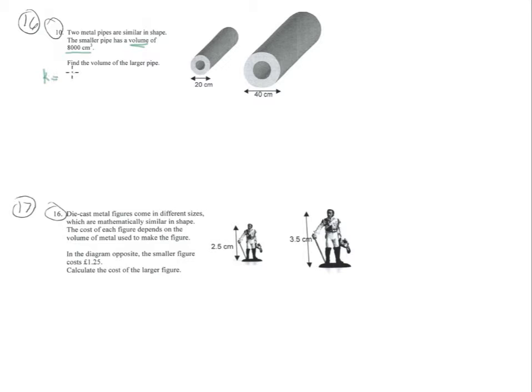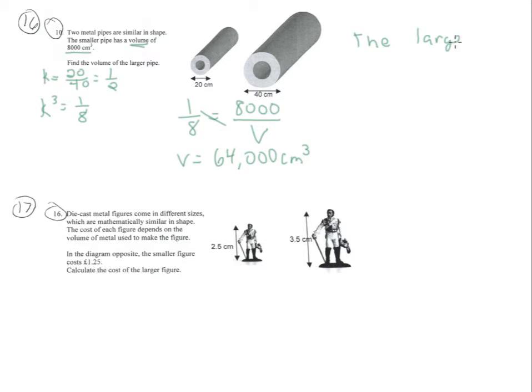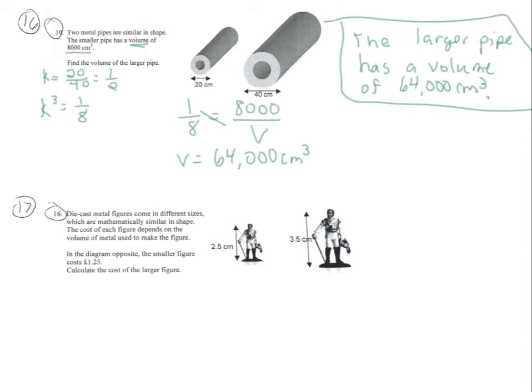Okay, and 16 and 17 are similar, but this time we're dealing with volume. So once I find K, this time I'm going to do K cubed for my volume ratio, and I get 1/8 is equal to my volume over V, cross multiply. And so the volume of the larger pipe is 64,000 cubic centimeters.